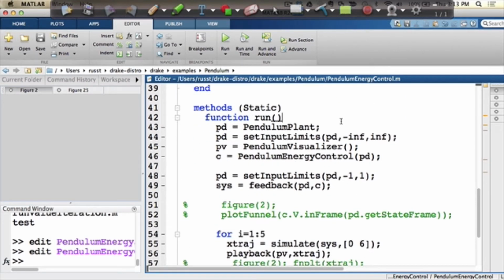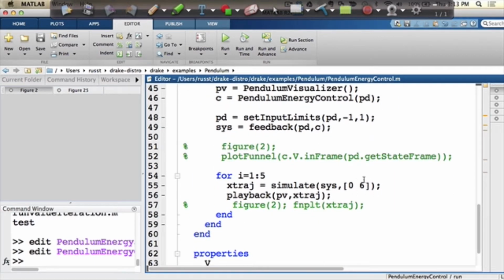Okay, and the way I'm going to now run this is I just make a pendulum plant. I turn the input limits off for the region of attraction estimate, and then I put them back on. My plant is P D. I've got my controller. It's C. I'm just going to say they're feedback combined. So take the output of that, put it as the input to this. The output of this, put it as the input to that, and then I'm going to simulate it. I'll simulate it 5 times from random initial conditions. Okay.